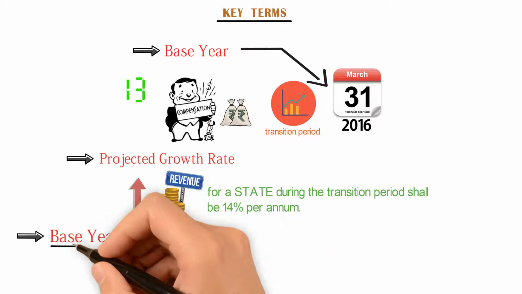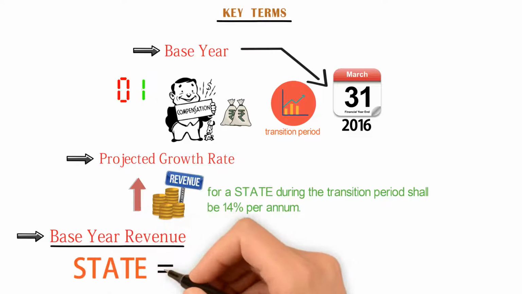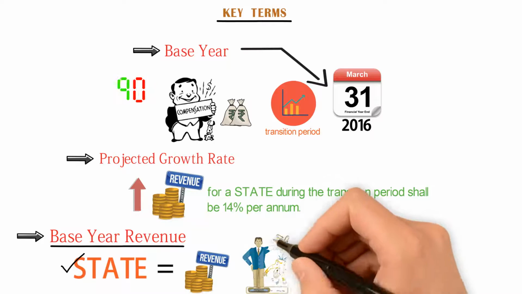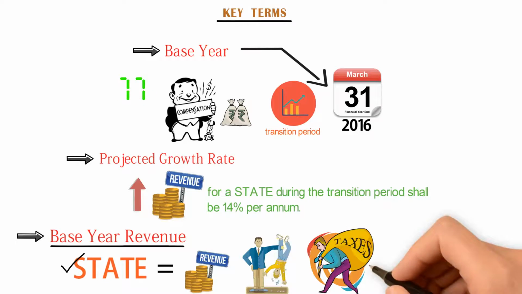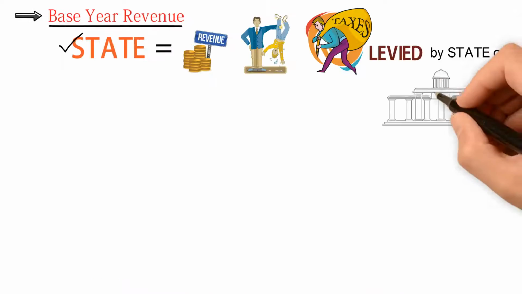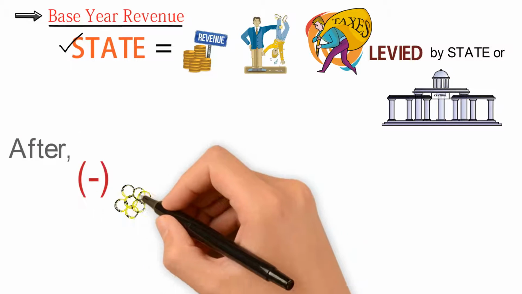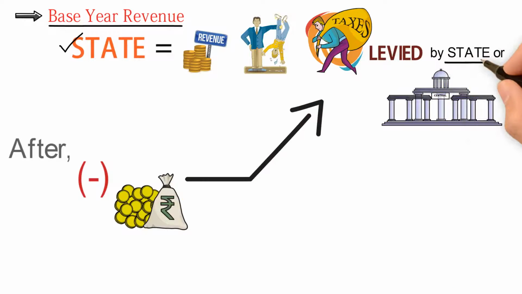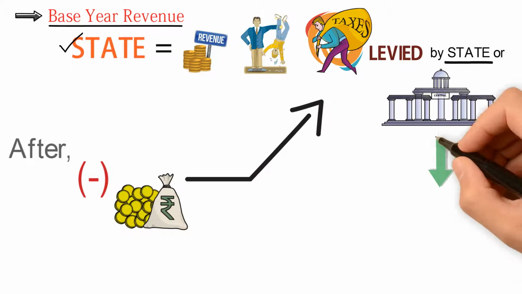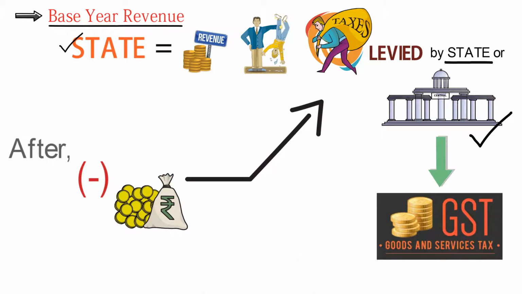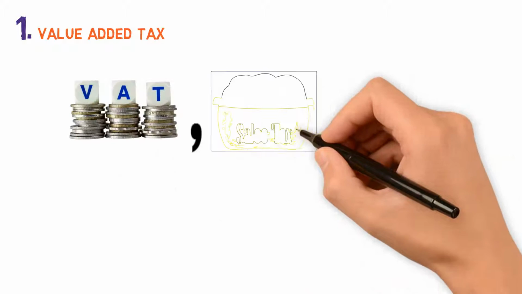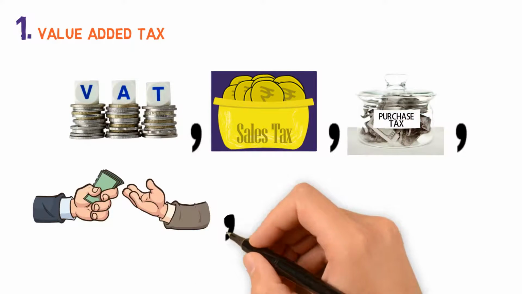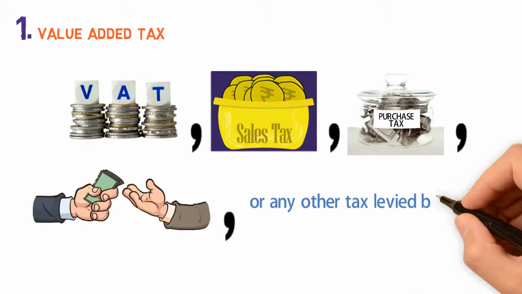The base year revenue for a state shall be the sum of the revenue collected by the state and the local bodies during the base year on account of taxes levied by the respective state or centre after subtracting refunds with respect to the following taxes imposed by the respective states and centre which are subsumed under goods and services tax. Number 1. Value added tax, sales tax, purchase tax, tax collected on works contract or any other taxes levied by the concerned state.